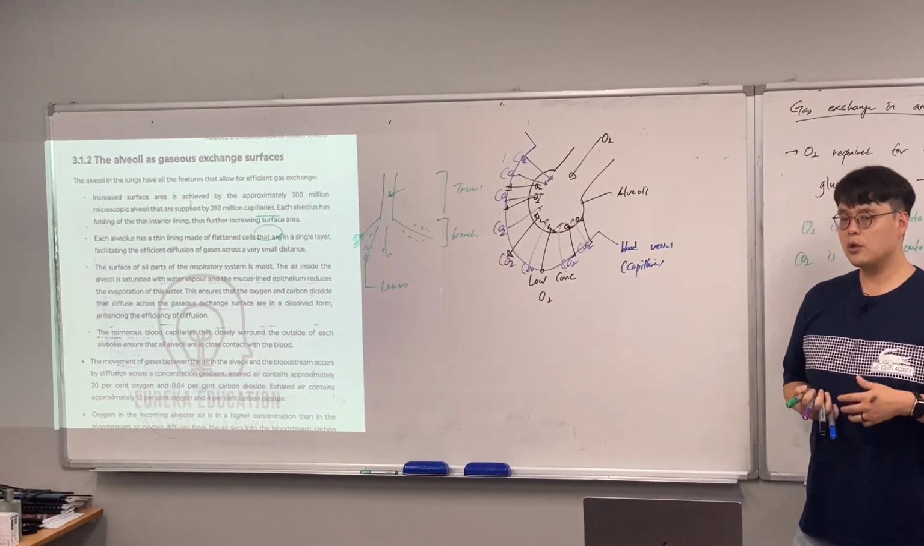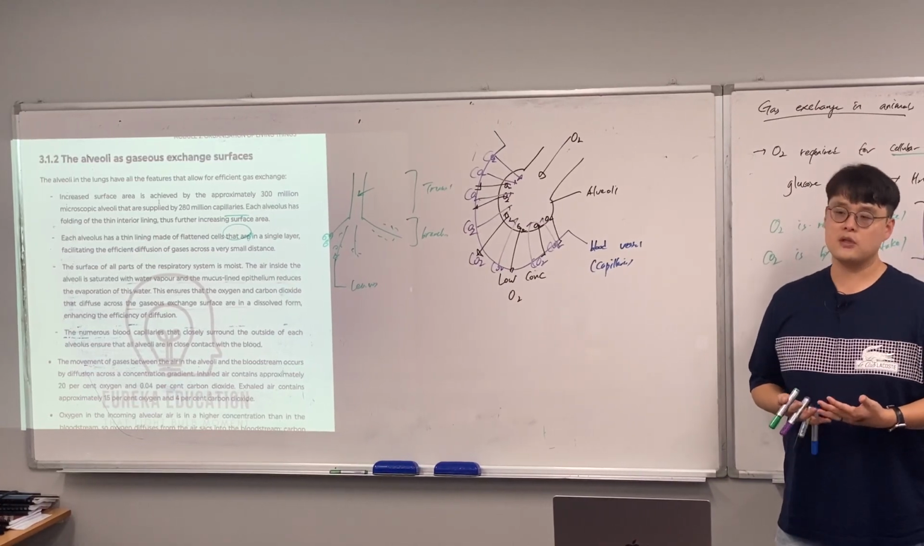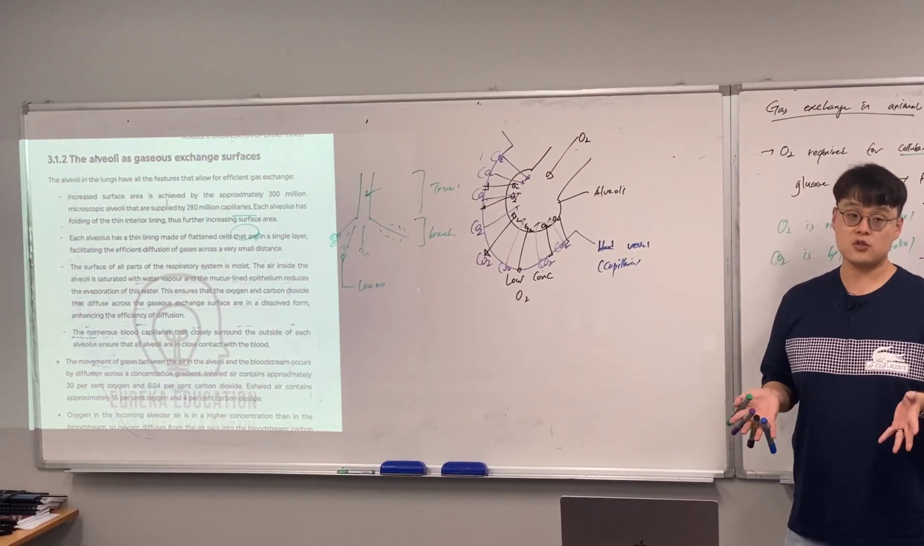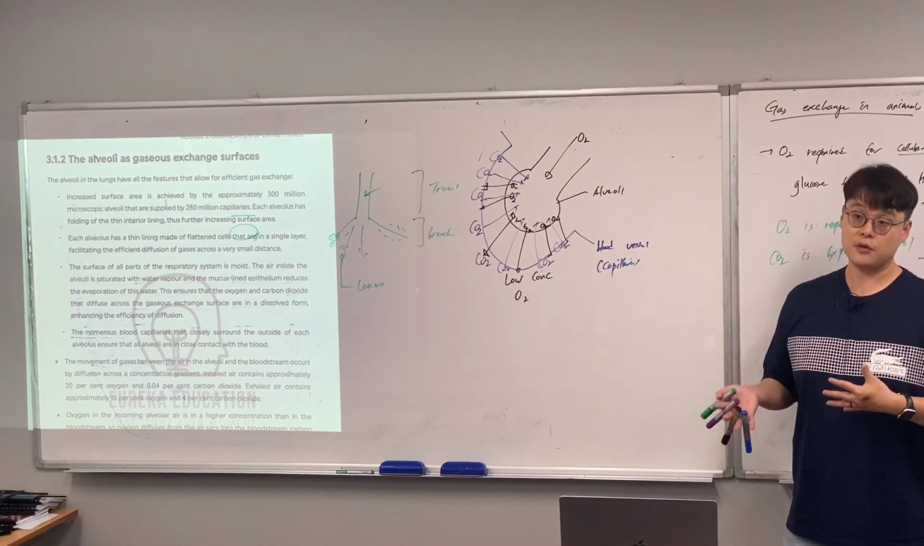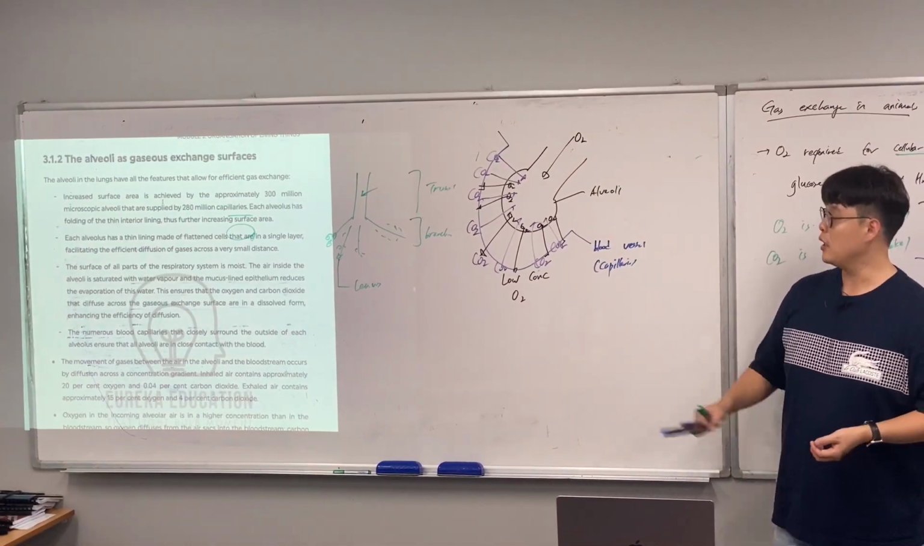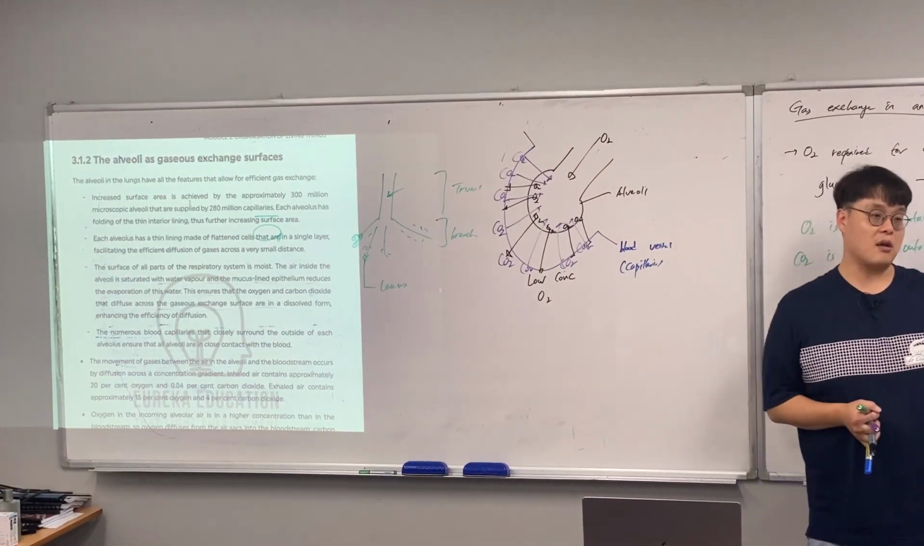Okay, so when we're talking about the respiratory system, we also need to talk about the circulatory system as well, because the main function of the circulatory system is transporting those oxygen and CO2 gases. So the blood vessels or the blood cells now carry lots of oxygen.